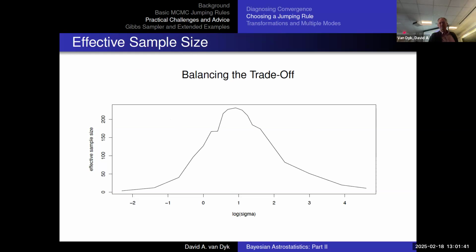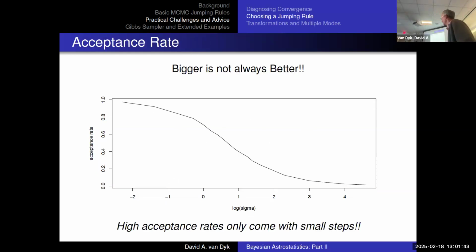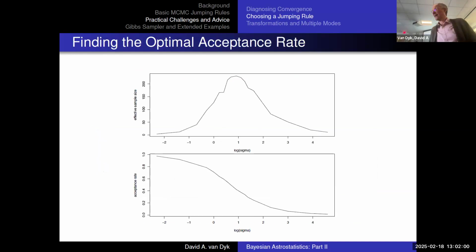But what about the acceptance probabilities? Well, the acceptance probabilities don't work that way. If you have a very small standard deviation of the proposal, you have a very high acceptance rate. And as the standard deviation gets bigger, you have bigger and bigger jumps, and you reject them. But if you put those two plots next to each other now, you want to maximize the effective sample size.